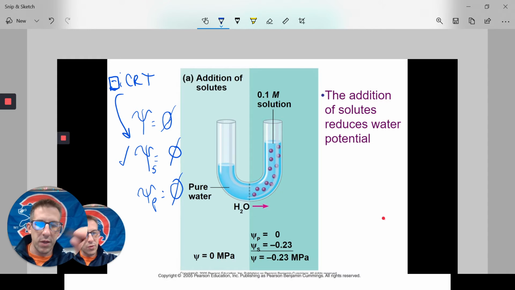Okay, that'll come into play later. But we know that there is going to be a solute potential, and it is going to be negative because there is solute in this system. Okay? We have to get that out of the way first and foremost.